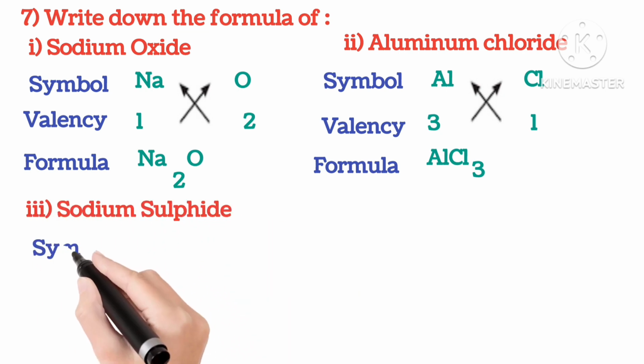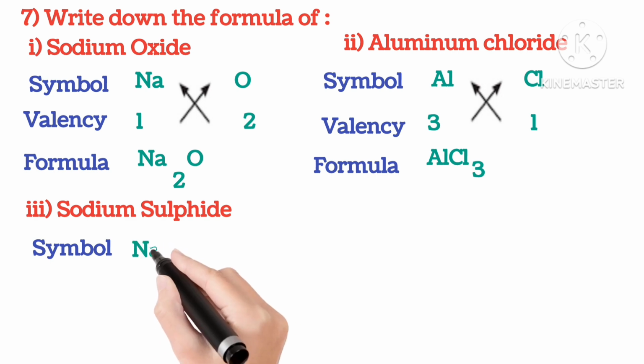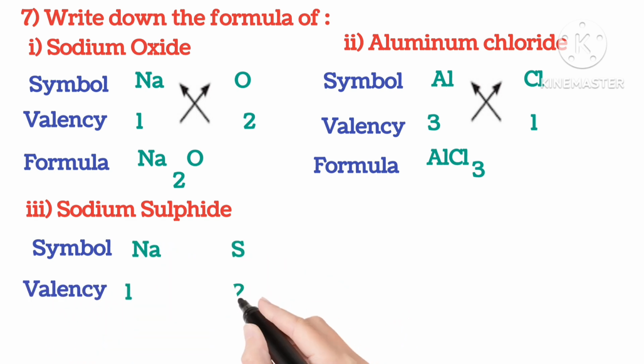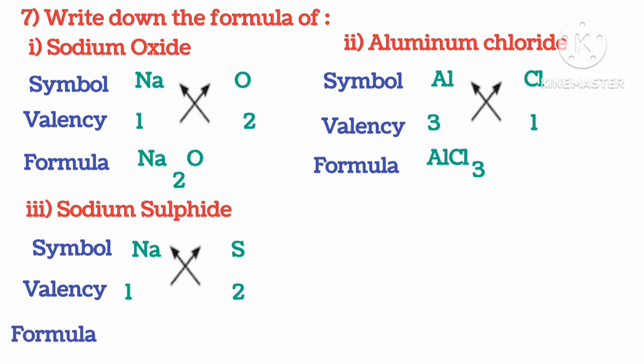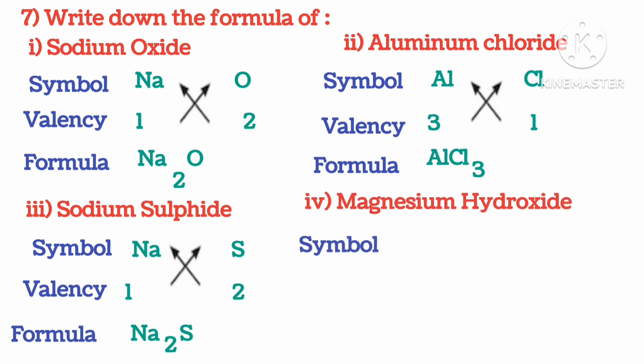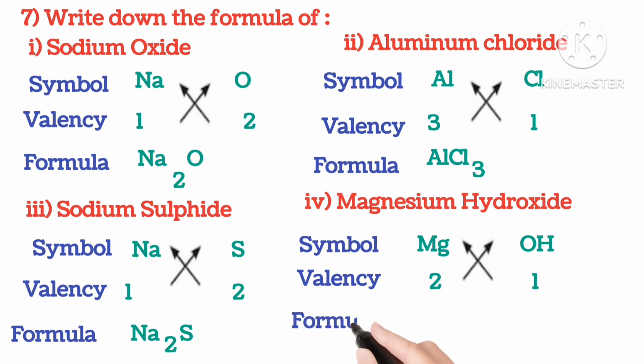For sodium sulfide, symbols Na and S. Valencies 1 and 2. We get the formula Na2S. For magnesium hydroxide, symbols Mg and OH, valency 2, 1, formula Mg(OH) whole twice.